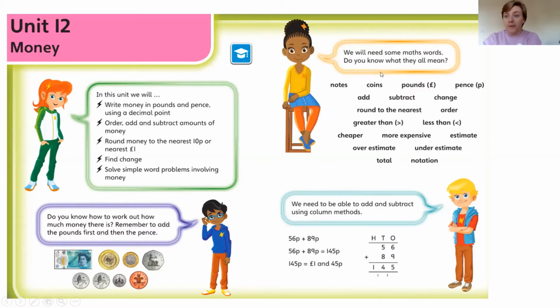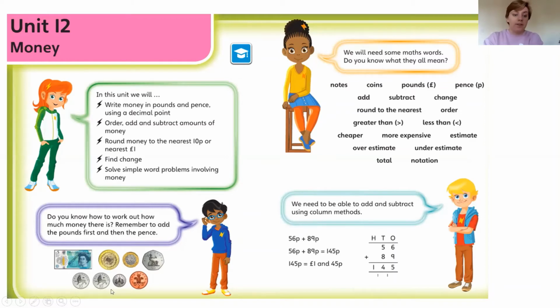Now, we'll be looking at certain maths words as well. So this is some of the vocabulary that we'll be using as we move through this unit. So we have notes. Now notes are these. You have a £5 note, a £10 note, a £20 note. We also get a £50 note, okay?